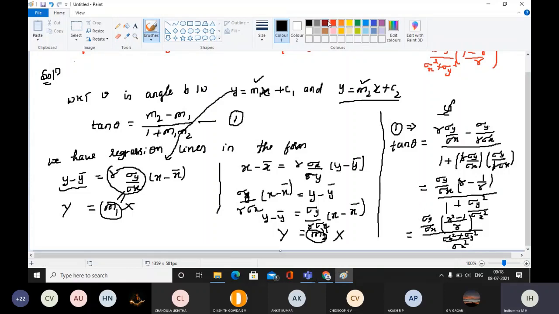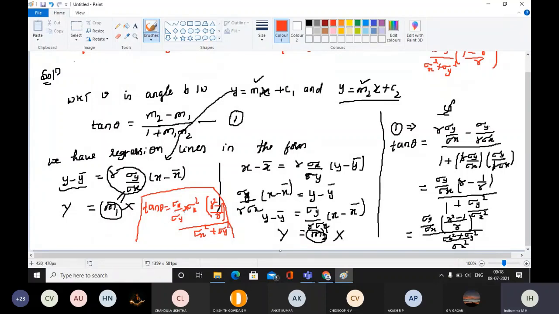I will write here, tan theta is equal to sigma x by sigma y into sigma x square, into r square minus 1 divided by r, whole divided by sigma x square plus sigma y square.